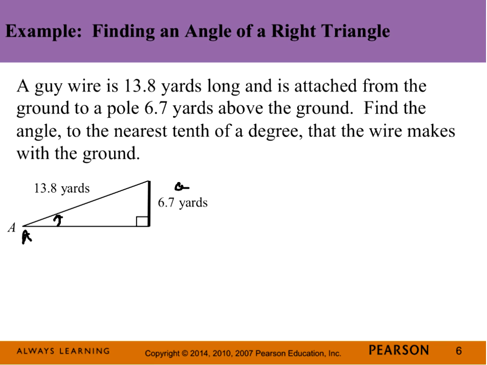So I have the situation, let me give you our little mnemonic, SOHCAHTOA. I have the situation that I want to find that angle measure by relating my opposite side with my hypotenuse. So I know that the sine of angle A is equal to opposite 6.7 divided by hypotenuse 13.8.